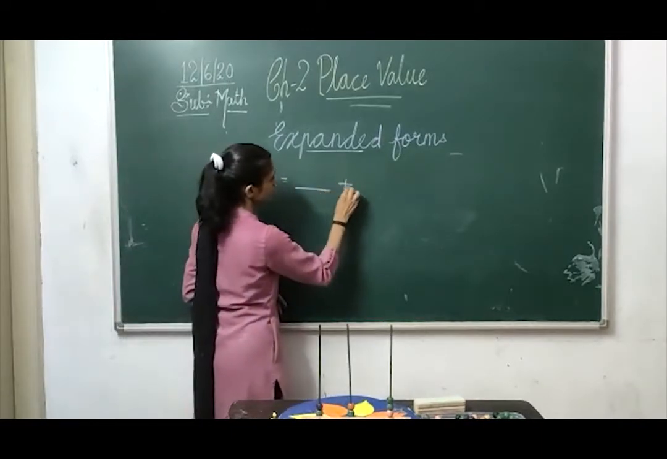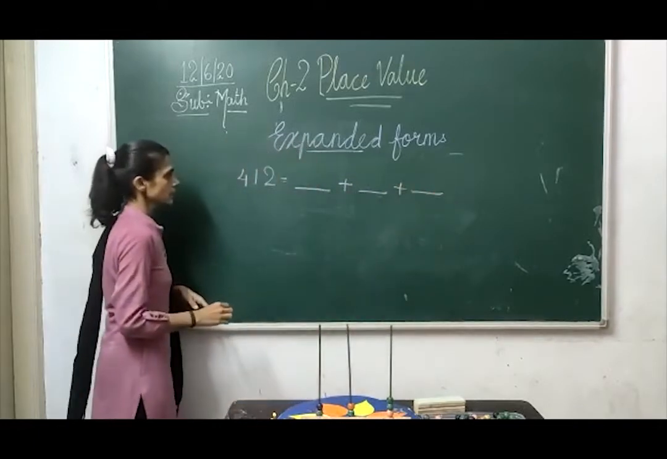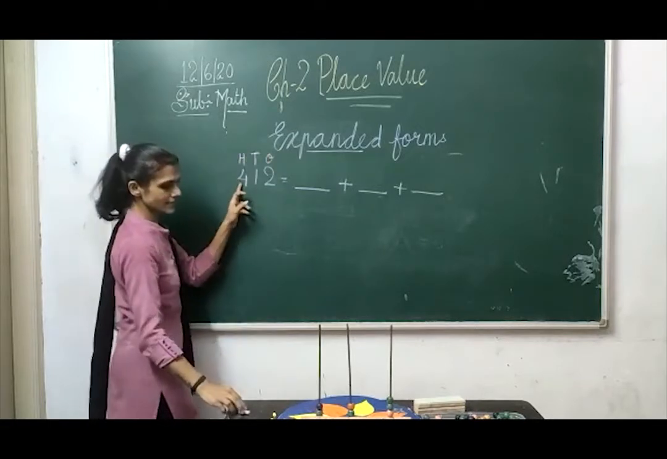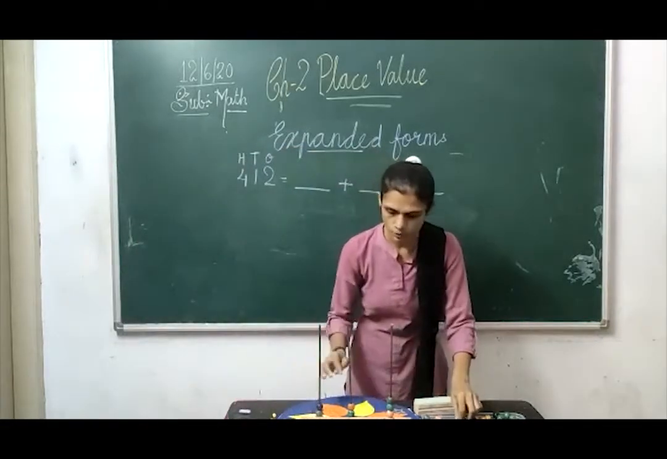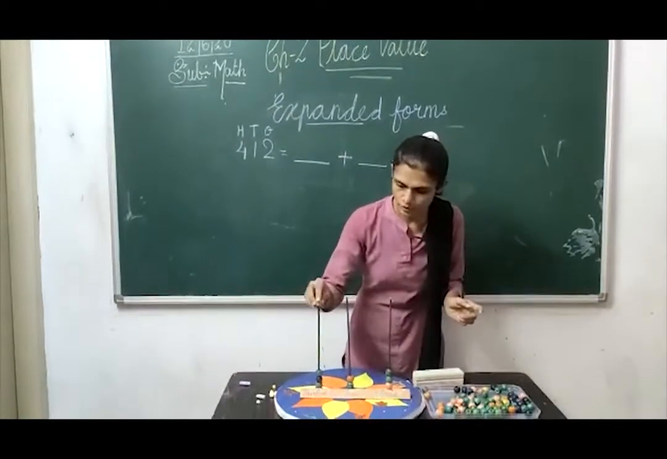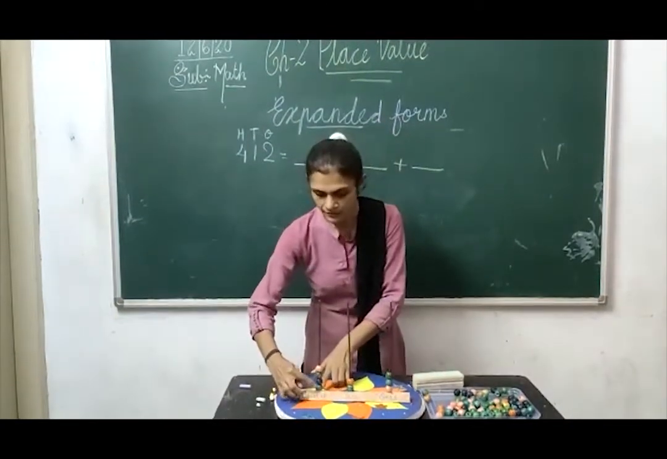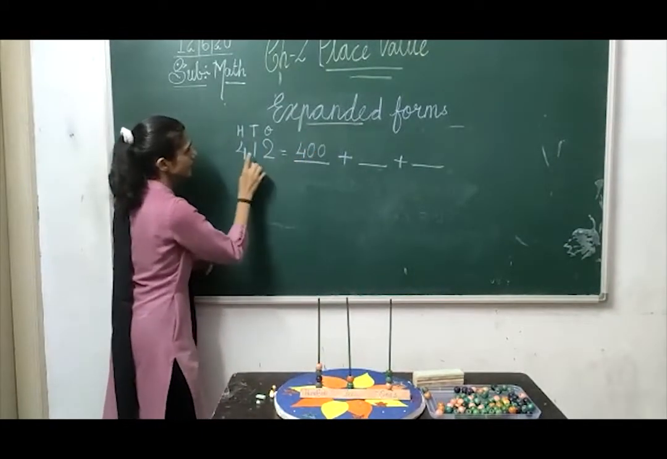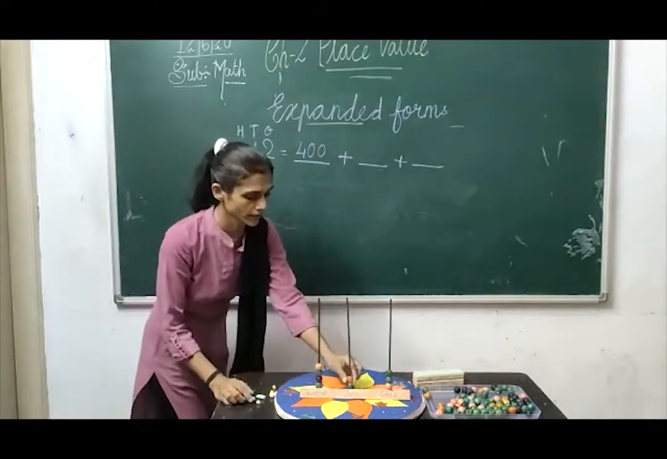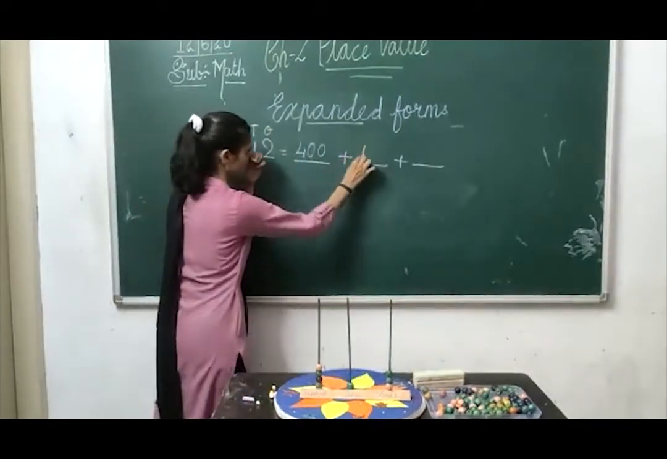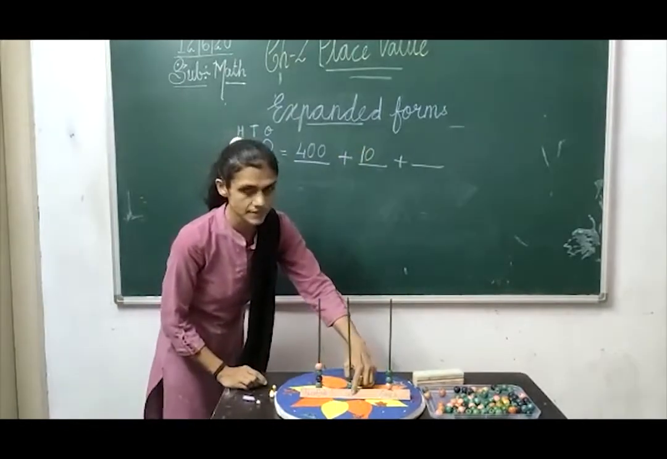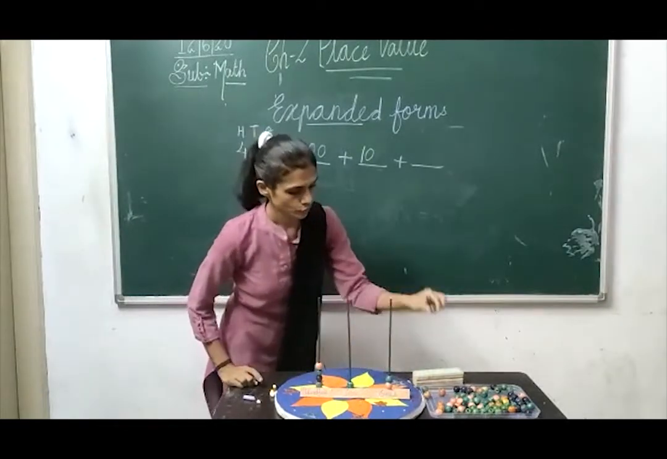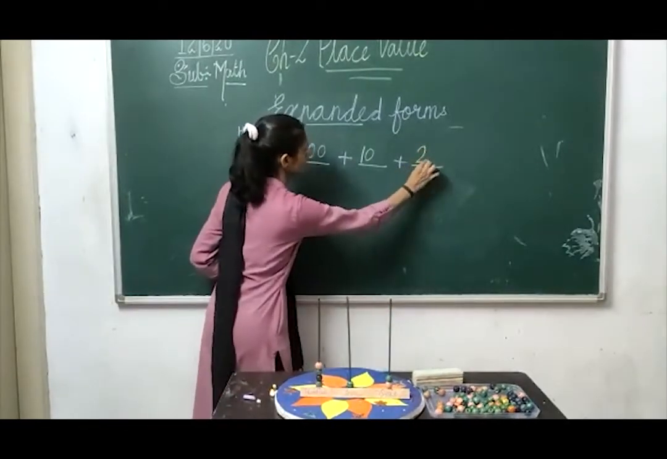So first of all, it is given like this. Here we have the 100s place, the 10s place and the 1s place. 4 is there, so I will put 4 beads on the abacus, and it becomes 400, because 4 beads in the 100s place. Then in the 10s place, how many beads were there? 1. So what should I write here? 10, because 1 ten is 10. And in the 1s place, how many beads were there? 2. So 2 ones. So you have to write 2 like this.